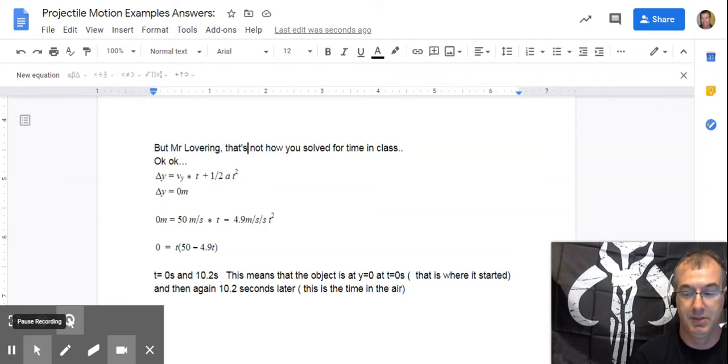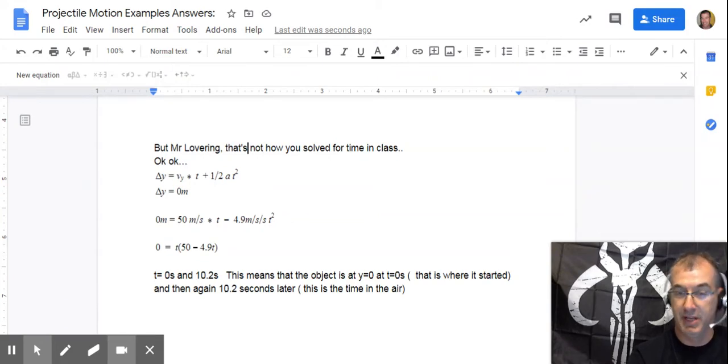I'm going to use the third kinematic equation here. The change in y is equal to vy times t plus 1/2 a t squared. And I know that the initial and final heights are going to be the same, so the change in the y direction is going to be 0. I can plug in the values that I have: 0 meters is equal to 50 meters per second times t, minus 4.9 meters per second squared multiplied by t squared. This is a quadratic with the c being 0. I can pull a t out of this.